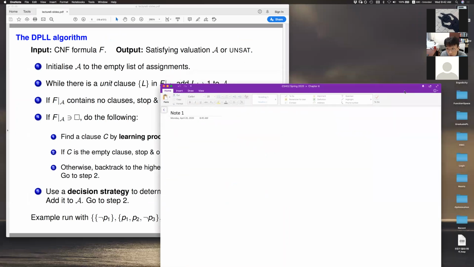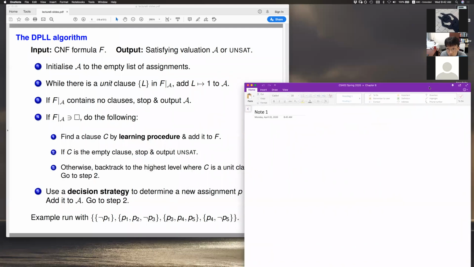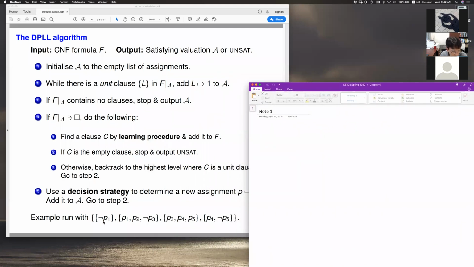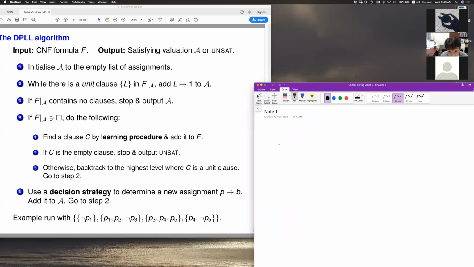So I'm going to run this algorithm on an example. We have examples like, say, negation of P1, and this is a formula that we are given. Then I want to tell you how the algorithm works in this case. We are given this formula, which is negation of P1 and P1 or P2 or negation of P3 and so on. Then we start to run the algorithm on this example.